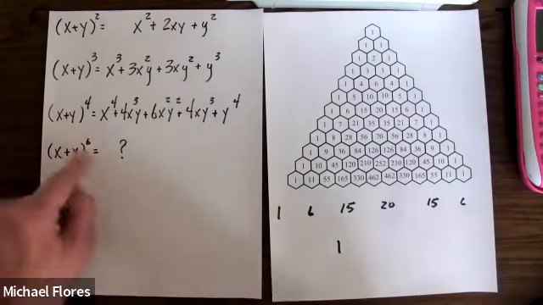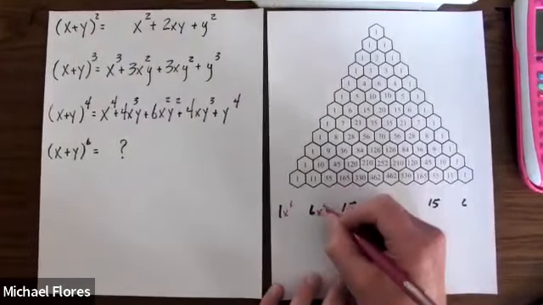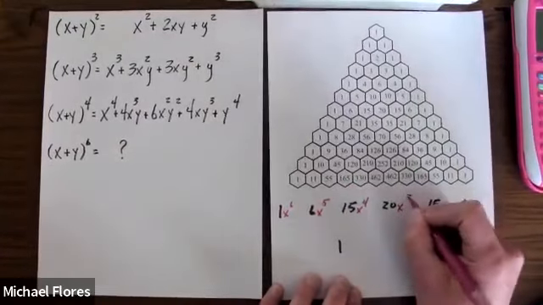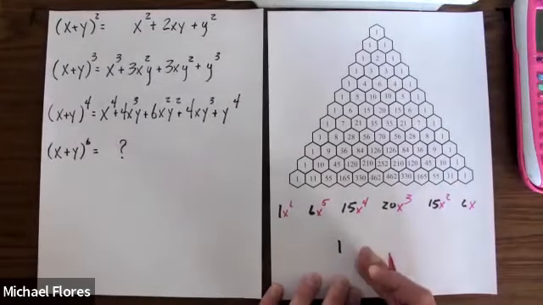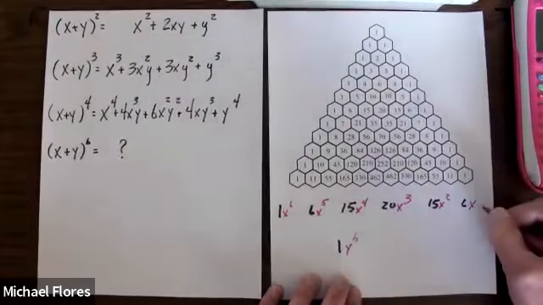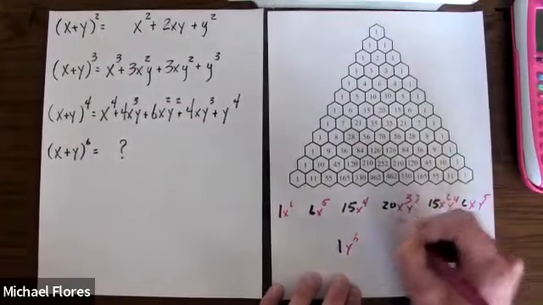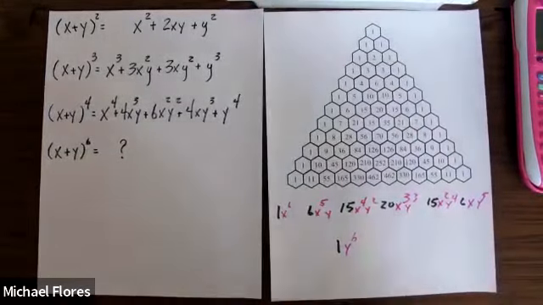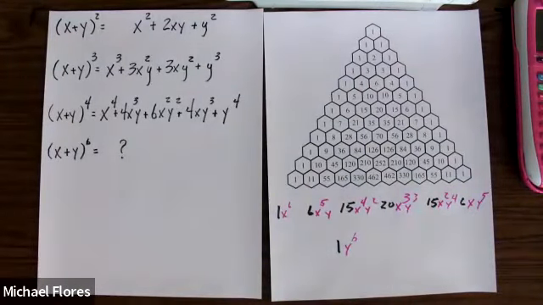Since this is a sixth power binomial, it's going to be x to the 6th, x to the 5th, x to the 4th, x cubed, x squared, x, and then x to the 0, no x at all. And then backwards, it would be y to the 6th, y to the 5th, 4th, cubed, squared, first, and so on, right?